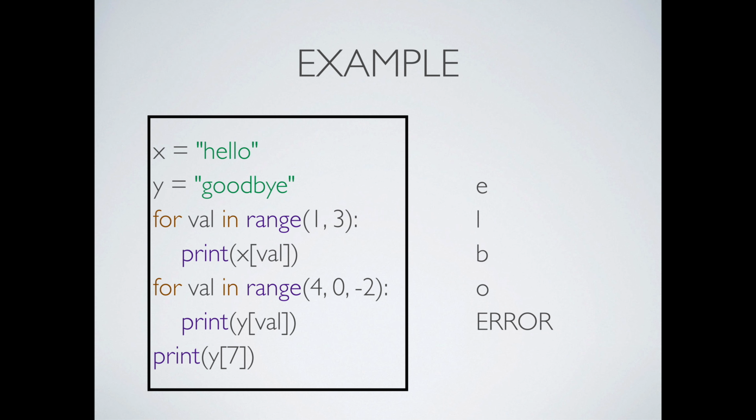In the very last line, we have print y, square bracket 7, which is going to give us an error message. It's going to give us that string index error message. The reason behind that is because in the string y, goodbye, that E, the very last character, is at index 6, which means there is no character at index 7. So you'll get that error message. Just be careful about whatever integers you put inside those square brackets for indexing, and make sure they actually exist in the string.